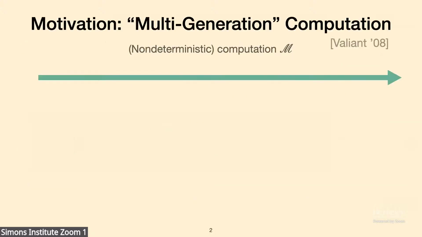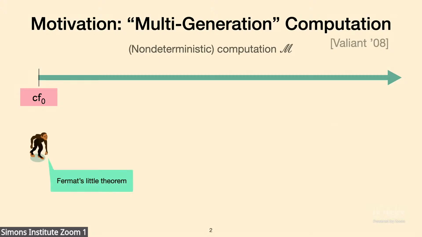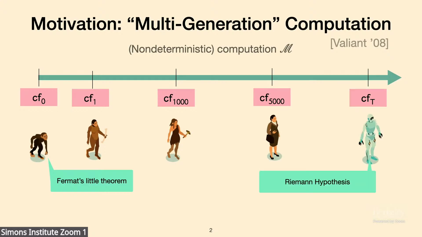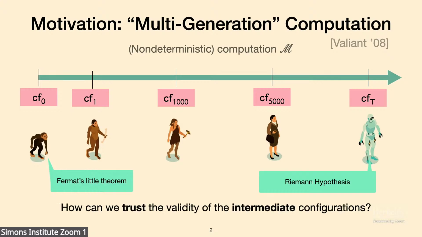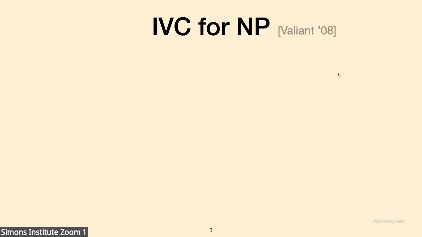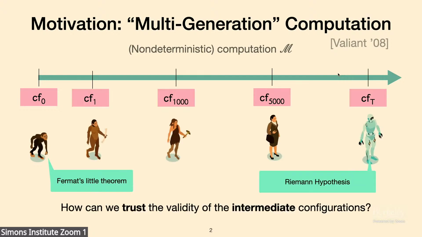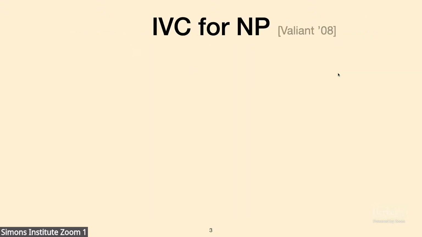Okay, so what is IVC? I thought it would be nice to start with Valiant's original motivating example here. So suppose you have some very long computation that you would like to do. Maybe it's non-deterministic. Maybe you prove Fermat's little theorem, and then you keep making progress, keep computing, and eventually you have a proof, let's say, of the Riemann hypothesis or something. How do I trust that all these intermediate computations were actually correct without having to go over a whole T time computation from scratch? So this was the original motivation.